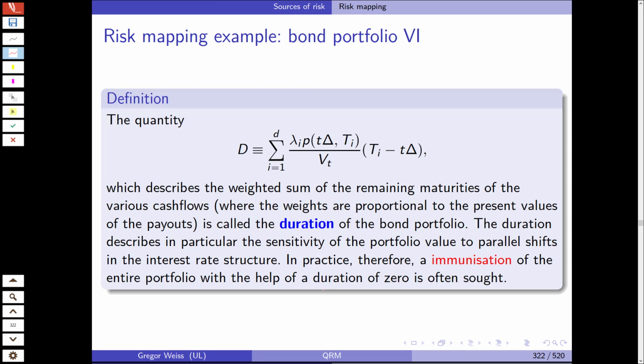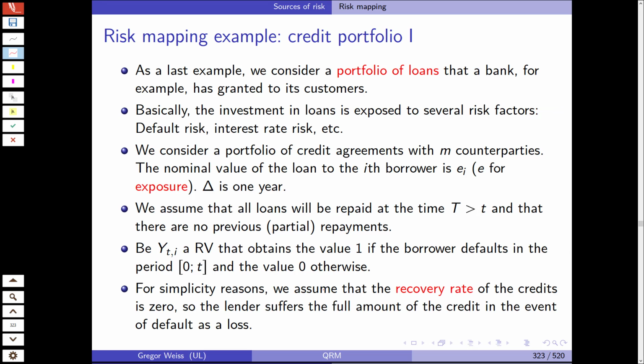And in practice, what you're trying to do is an immunization of the entire portfolio with the help of a duration of 0. You are looking at a duration of 0, and then you hedge against any change in the yield curve.